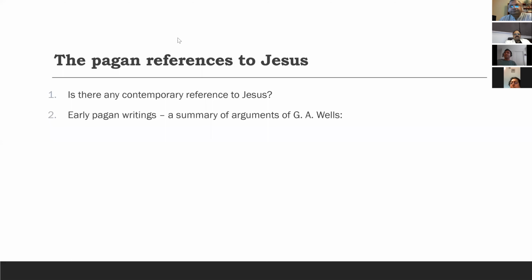So there are two types of references we should expect from the contemporary period. One is the pagan writers, and the word pagan comes from pagani. It's a Latin word which refers to the non-Christian people, by and large. Early Christianity was pretty much an urban religion. It was in the cities of the Roman Empire, and they contemptuously referred to the suburban people or the village people or the rural people as pagani. And the pagan writers wrote a lot. Many of those have been summarized by Professor G.A. Wells, and I'm going to go through a few of those summaries, and then we'll see whether any of those really refer to Jesus.